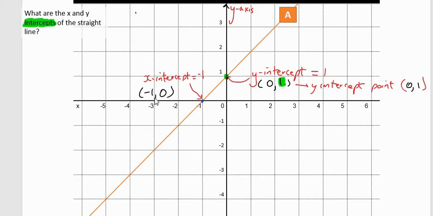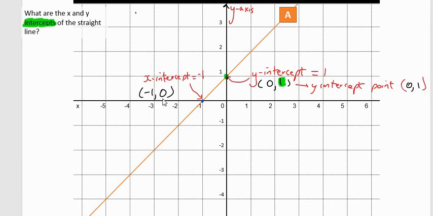We call it the x-intercept point because it is actually where the graph intercepts the x-axis. So the graph intercepts the x-axis at that point. But if we talk about the x-intercept value, we just simply say -1. Understand? Right. Okay, good.